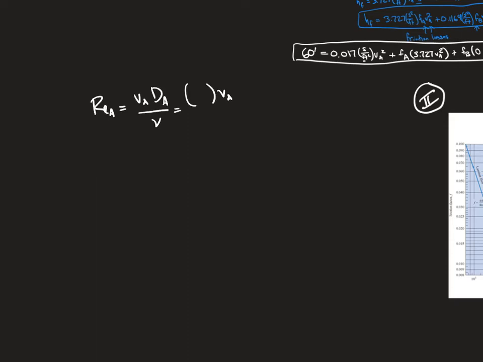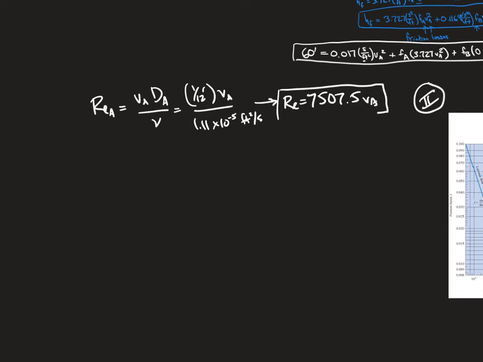dA is 1 over 12 in feet, and the viscosity is given as 1.11 times 10 to the minus 5th feet squared per second. Okay, so we can plug all that in, and that yields 7507.5 times VA. Actually, I shouldn't do that as an arrow. Usually the arrow should mean you're going to the next line. Some of you use it as a replacement for an equal sign, and it doesn't mean that.